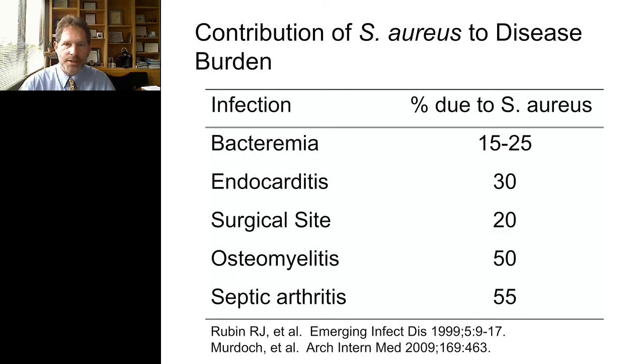It's important because Staph aureus, aside from being a commensal living in the noses of 20 to 30% of humans, is also a very virulent human pathogen and a significant contributor to human disease. Staph aureus causes up to 1/4 of all bloodstream infections, 30% of all cases of endocarditis, 1/5 of all surgical site infections, and over 1/2 of all bone and joint infections are due to Staph aureus.